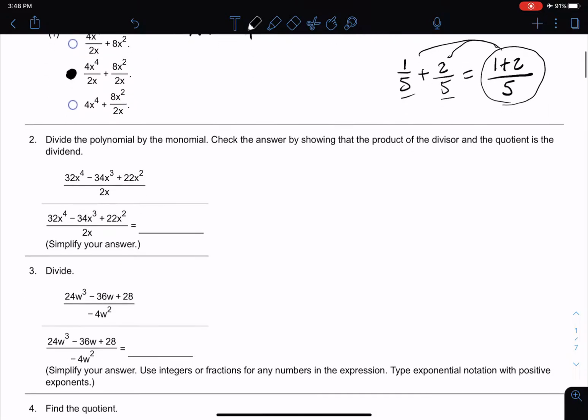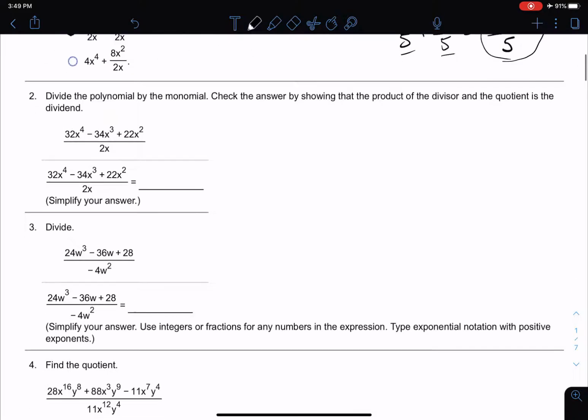Let's take a look at another one. Now we actually want to go through the process. It says divide the polynomial by the monomial. Check your answer by showing that the product of the divisor and the quotient is the dividend.